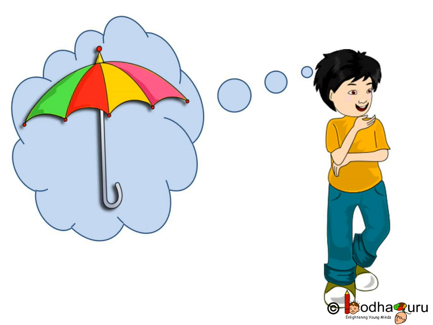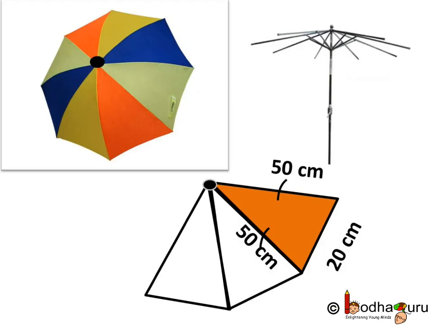Rohit wishes to make an umbrella by stitching together 8 triangular pieces of cloth. How much cloth is needed for an umbrella? This means we have to find the area of required cloth. So let's calculate how much cloth is required.